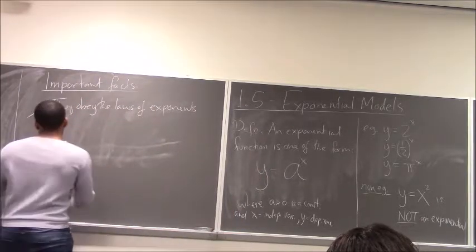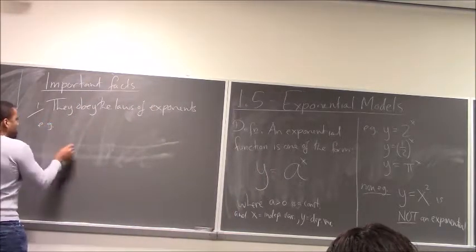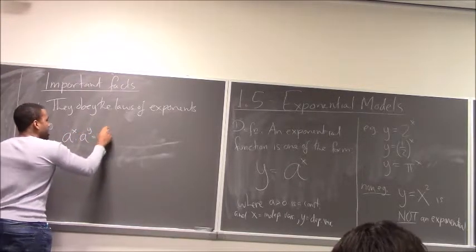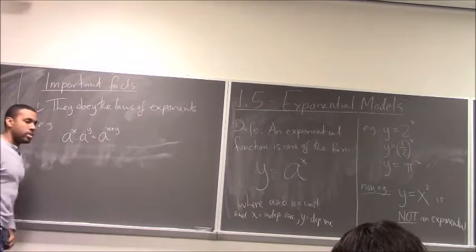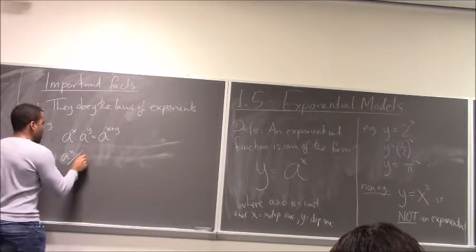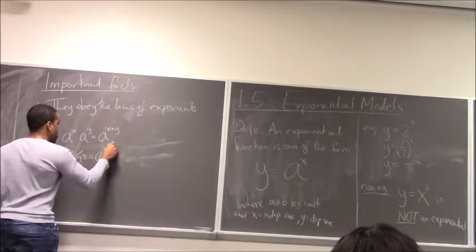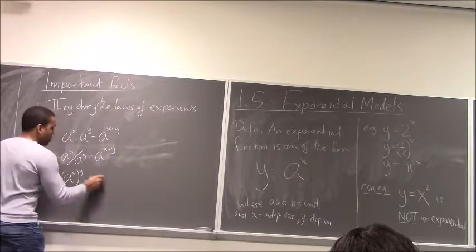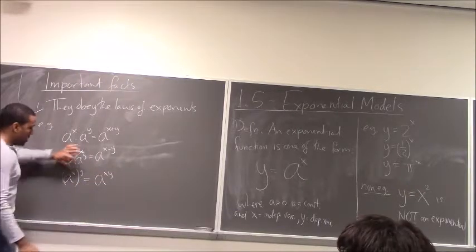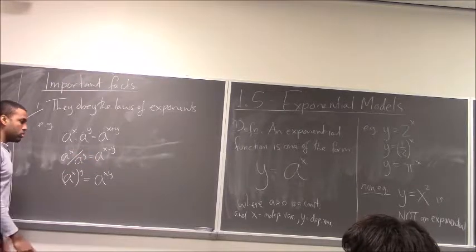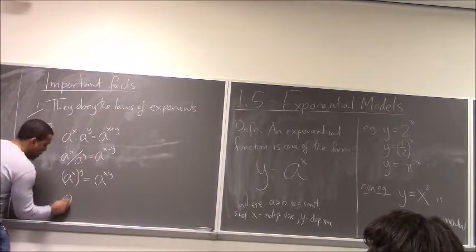The rules still apply. So, for example, if you have two functions, a to the x, and you multiply by another function, a to the y, you do get a new function that's a to the x plus y, right? Or if you have a to the x divided by a to the y, you get another function that's a to the x minus y. You get a to the x raised to the y. That's a to the xy. Where x and y are both independent variables here. You can think of them as two functions, but all the rules still apply.